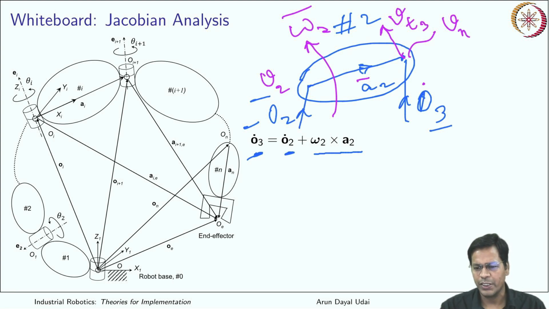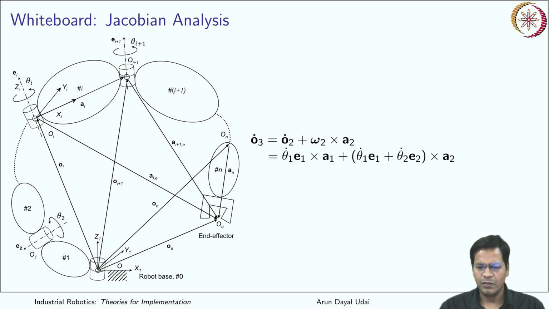This is the normal component at location 3. But any normal component will be absent because this link length is not changing with time. So you have only the tangential component, and you have already given the base of this link 2 a velocity of v2, that is O2 dot. The sum of these two vectors is the resultant velocity at this point.